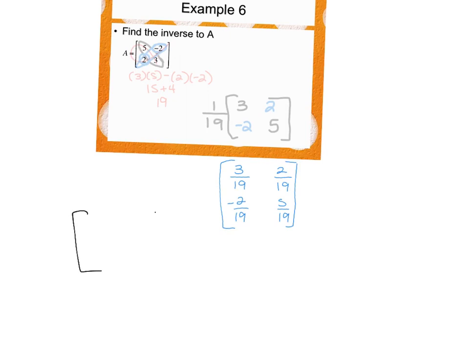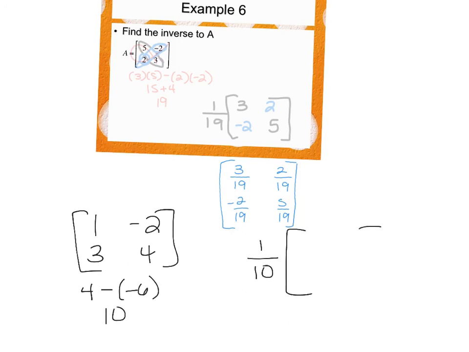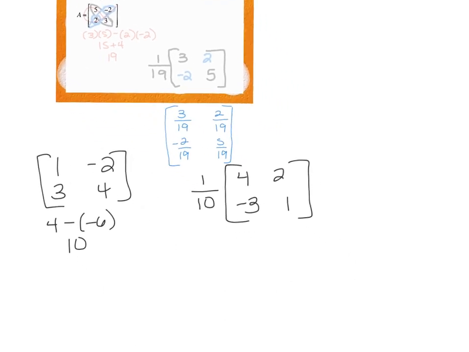Okay. So let's say you had 1, negative 2, 3, and 4. I would do the determinant first. 4 times 1, which is 4, minus 3 times negative 2, which is negative 6. I get 10. That 1 over 10 goes on the outside, and then I would switch the 1 and the 4 and change the signs on the negative 2 and the positive 3. And then I would get 4 over 10, 2 over 10, negative 3 over 10, and 1 over 10. And then, as always, I would reduce: 2 fifths, 1 fifth, negative 3 tenths, and 1 tenth.